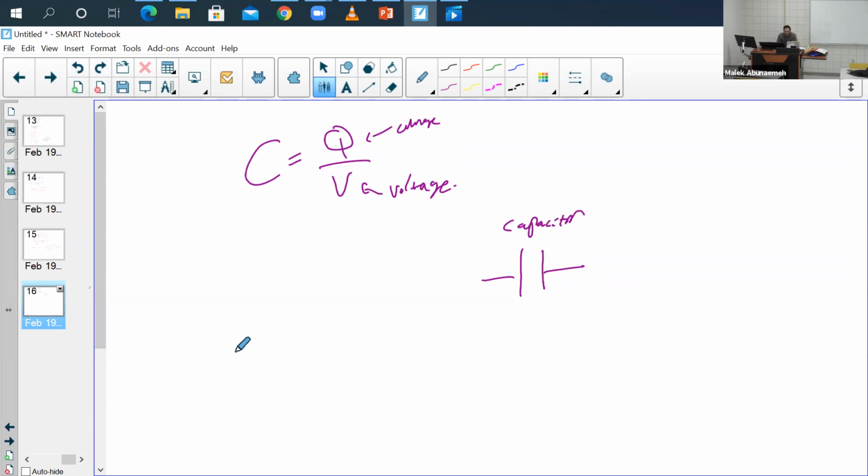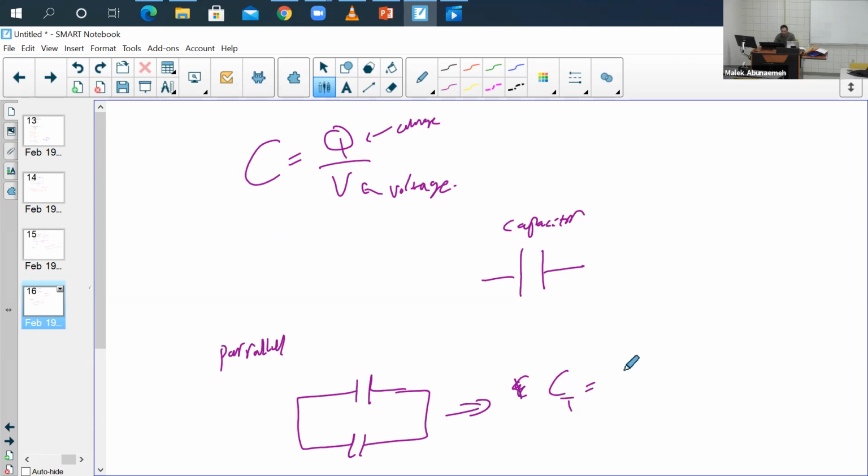Now, when you have parallel capacitors, it's the opposite of resistance. So that means you got a capacitor going in this way, you got a capacitor going in this way. The equivalent capacitance is going to be, now with resistors, what we did is 1 over reciprocal. Let's say this is C1, this is C2, it will be C1 plus C2.